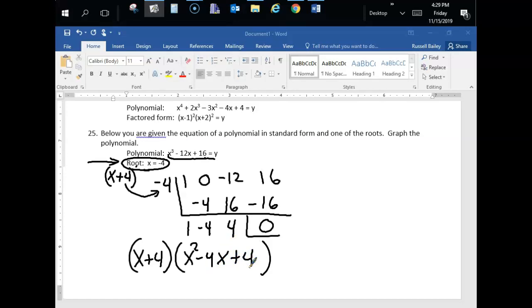After you do synthetic division, then you could try to do the box, okay? And in this case, the box will in fact work. So let me work that out really quick.